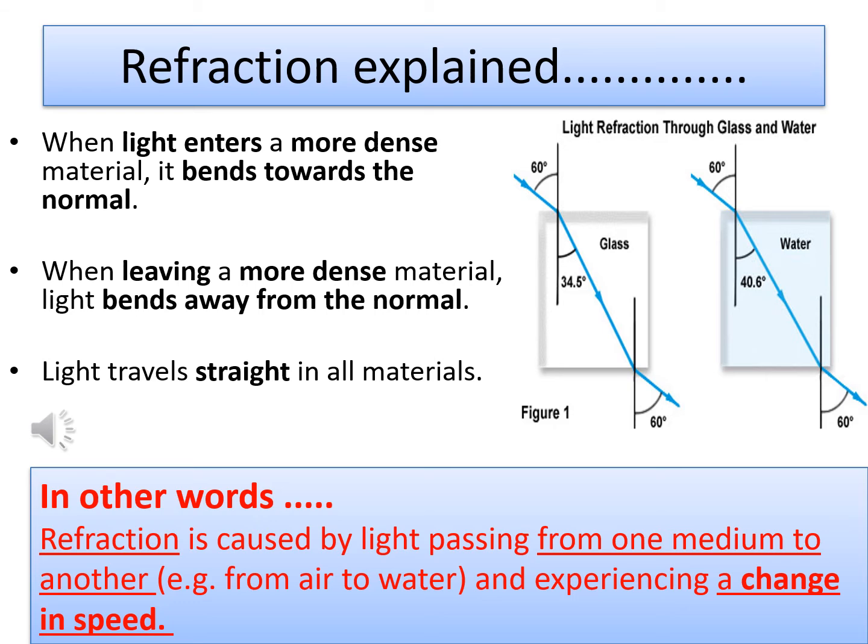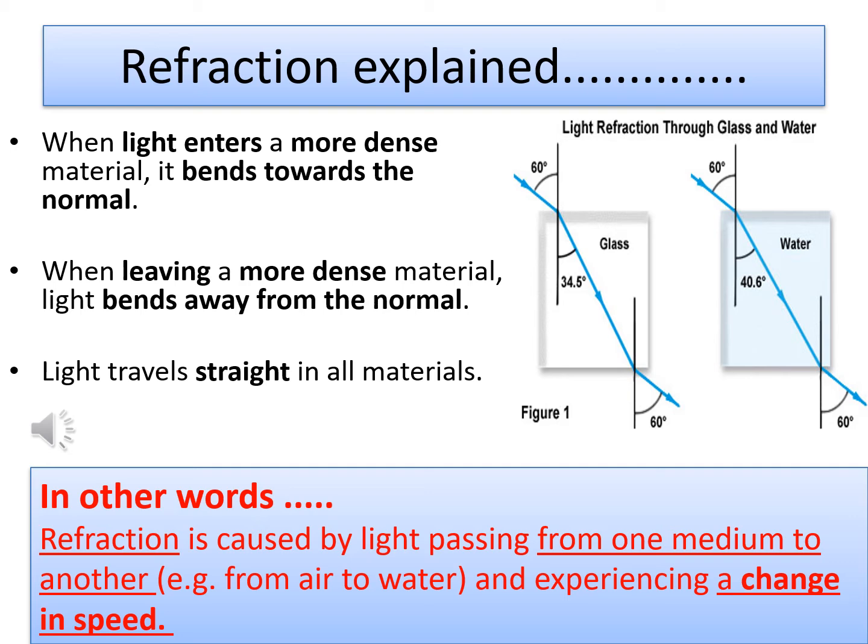Okay, how did you do? You should have had, when light enters a more dense material, it bends towards the normal. When leaving a more dense material, light bends away from the normal. Light travels straight in all materials. So well done if you got those. If you didn't, make some corrections.